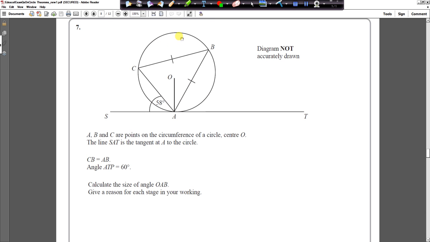We're looking at circle theorem examination style questions. Question number 7. We left off last week at question number 6. So, without any further delay, let's get started with these questions.